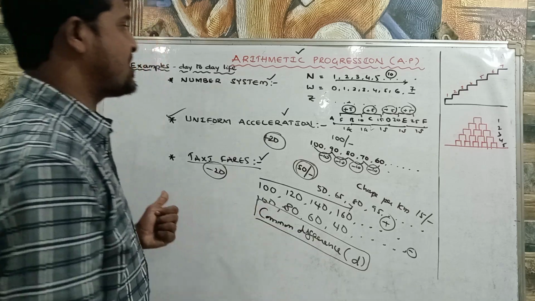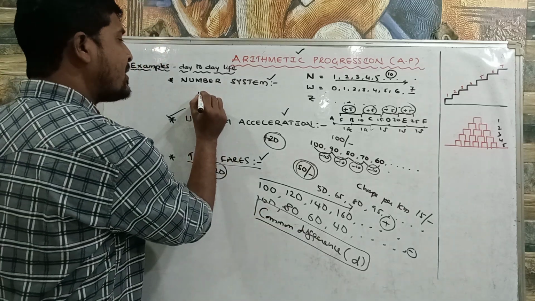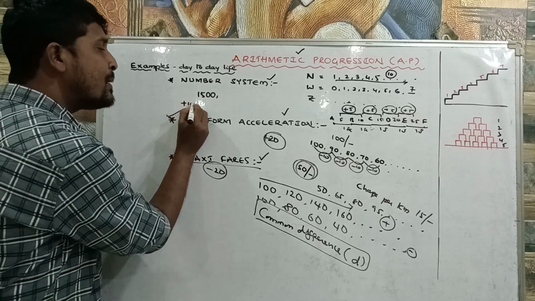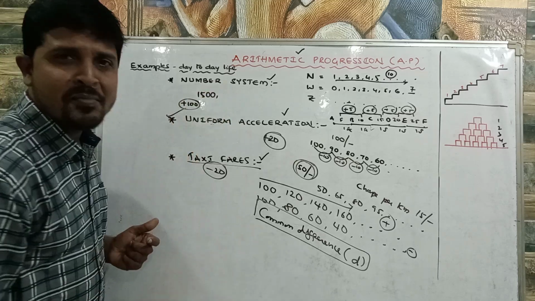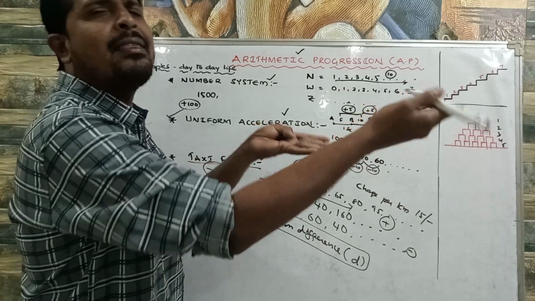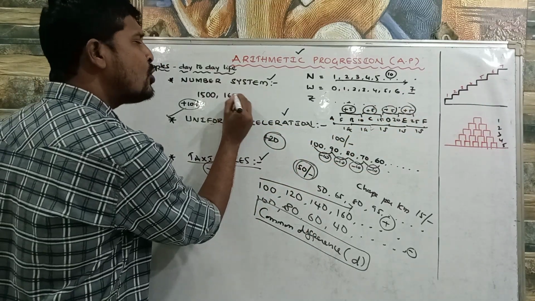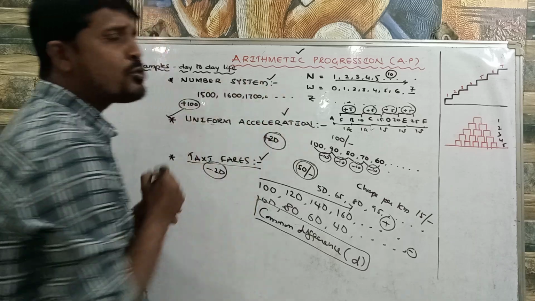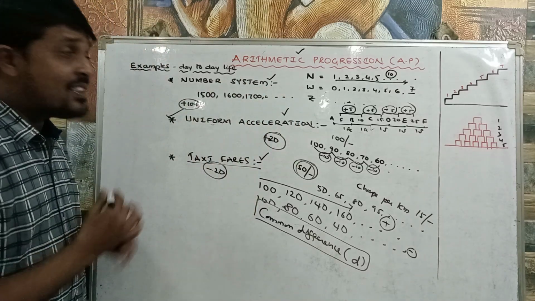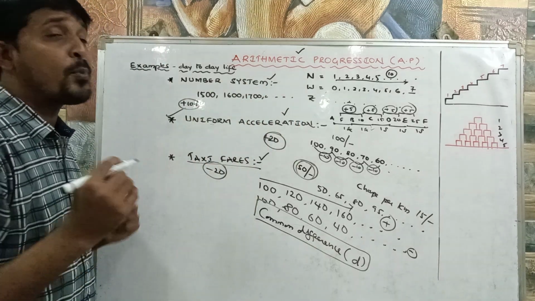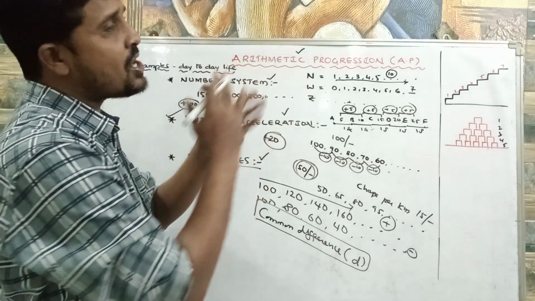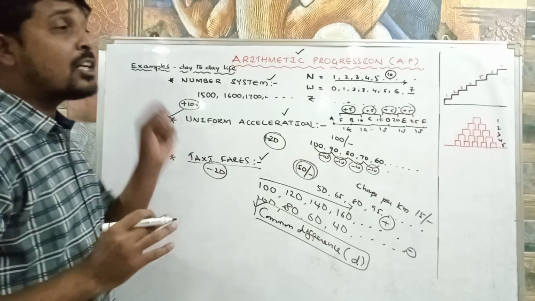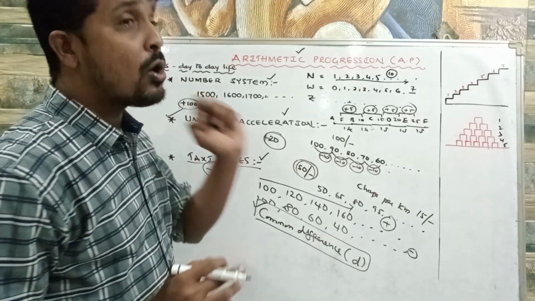So if you know the first term, that means I am going to start with 1500 and the fixed number is plus 100, then what is the next term? We can easily understand it can be 1600, 1700, like that it is going to go on. Whenever you have to check whether the progression is an arithmetic progression or not, you have to check the common difference. That common difference should be a constant.